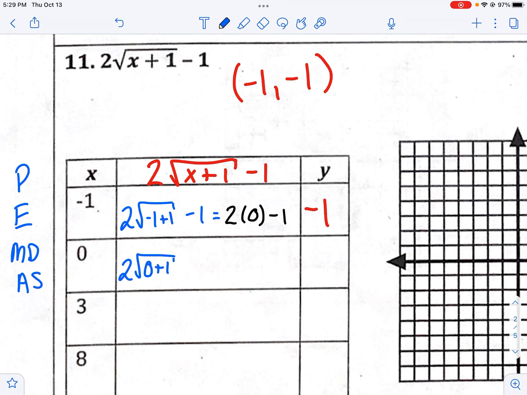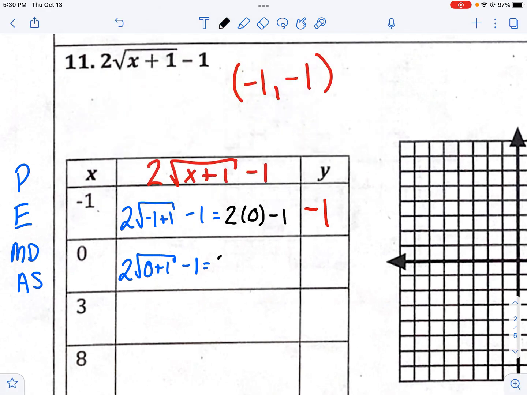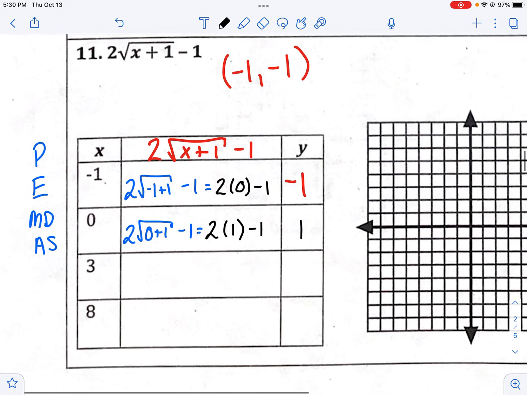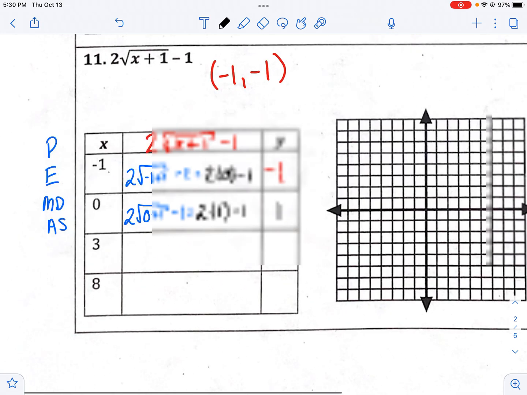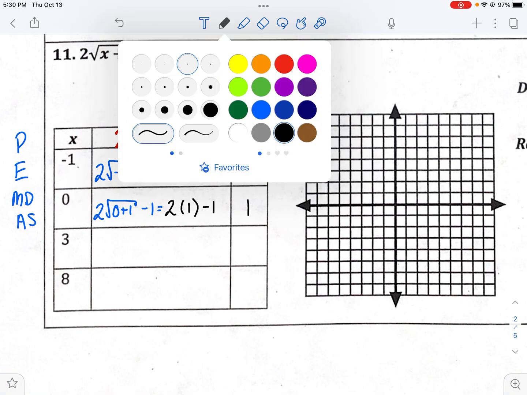Let's try another one. 2 times the square root of 0 plus 1, minus 1. Well, that's the same as saying 2 times, what's the square root of 1? Square root of 1 is 1 minus 1, and then I've got to simplify. So 2 minus 1 is 1. I would encourage you again to pause the video here, try those last two, and then unpause and check your work.